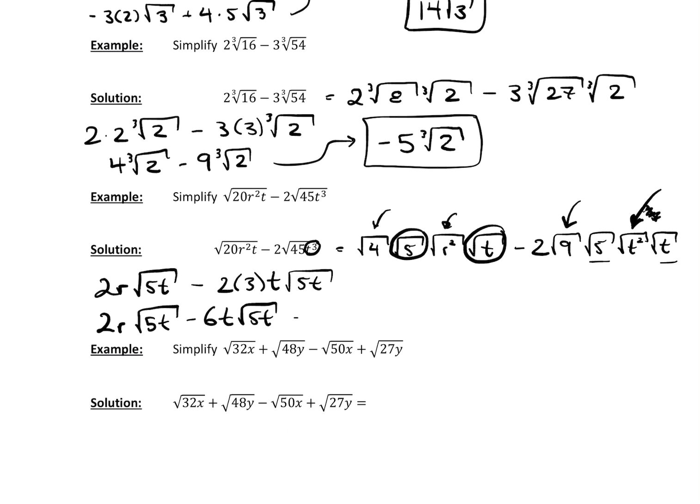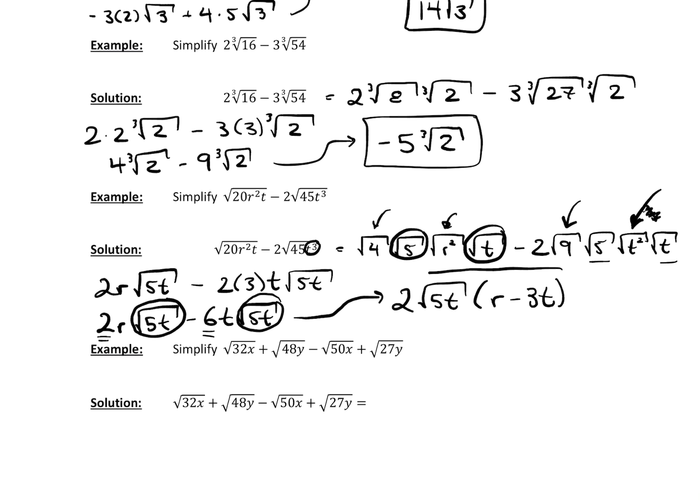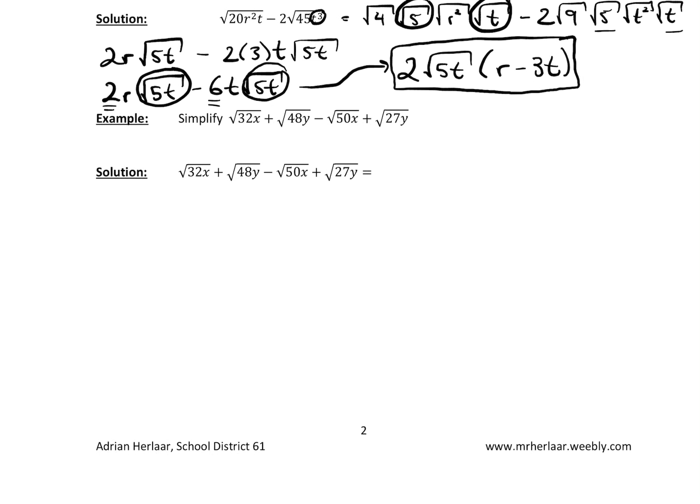But what you can do, you can notice that this is a factor, this is a factor, and 6 and 2 have a common factor of 2. So you can actually reverse the distribution, factor out a 2 root 5t, and you're left with r minus 3t on the inside. So, I mean, yeah, it's not beautiful, but hey, it's beautiful in its own way, just like math. Sometimes you gotta look a little bit deeper for that sort of stuff.